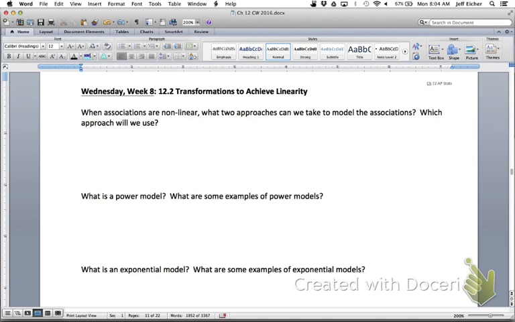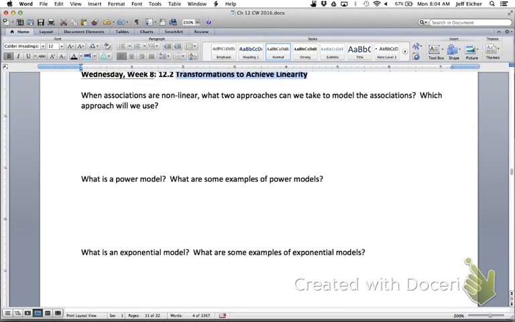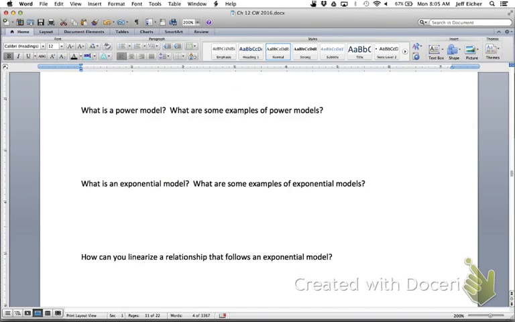So the approach that we use is transforming to achieve linearity. So what is a power model? What are some examples of power models? You've been dealing with power models for a long time. An equation like y equals 3x squared, that is a power model. You saw that probably all the way back in Algebra 1. So anytime your variable is a base, not an exponent, it's a power model.